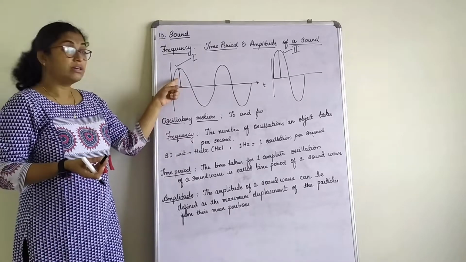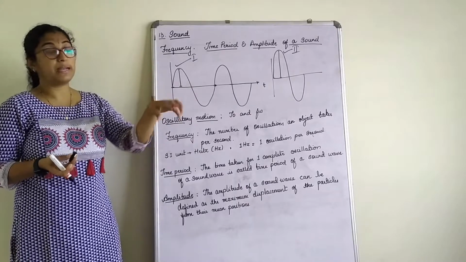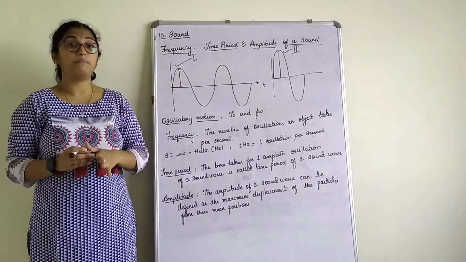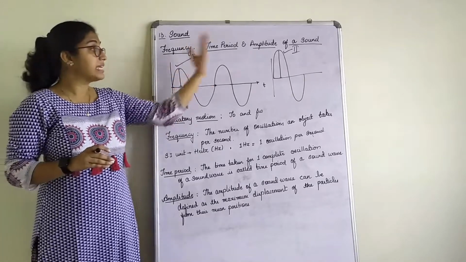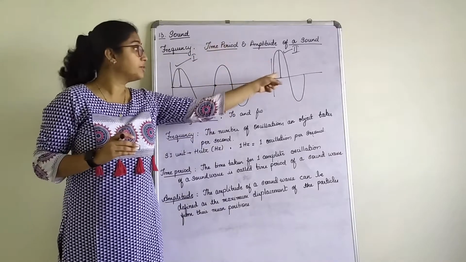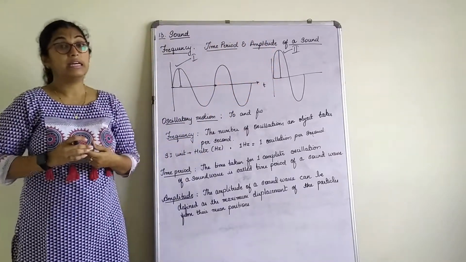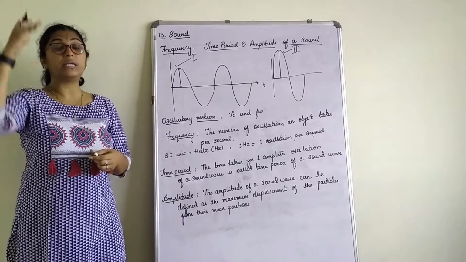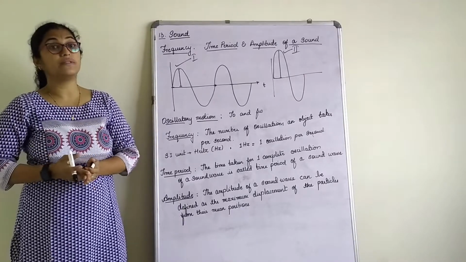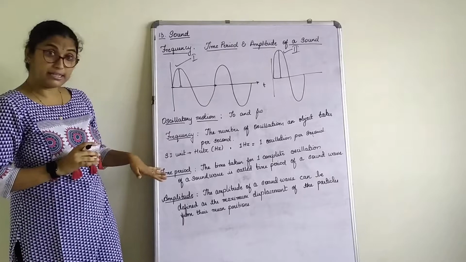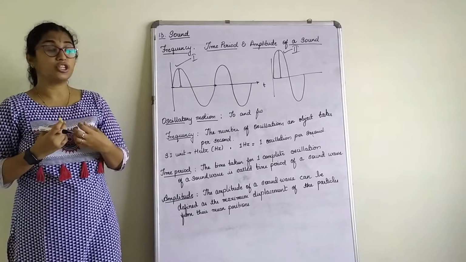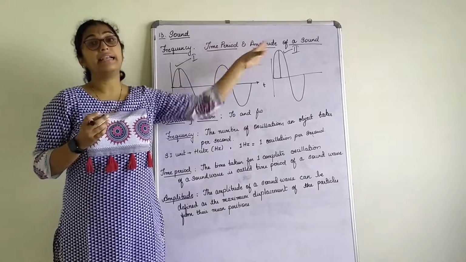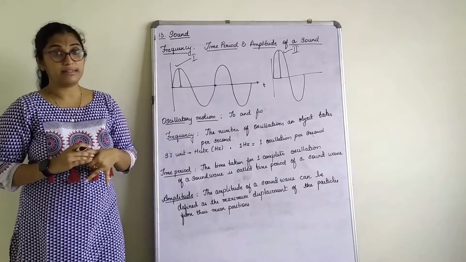True? So the first time when I was playing the music, this was the amplitude of the sound. The second time when I increased the volume, this was the amplitude. That means as the amplitude increases, the loudness of the sound also increases. So what is the relation between amplitude and loudness of a sound? Let's understand that.